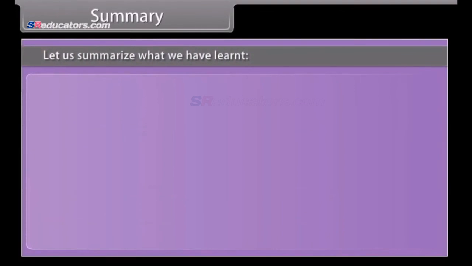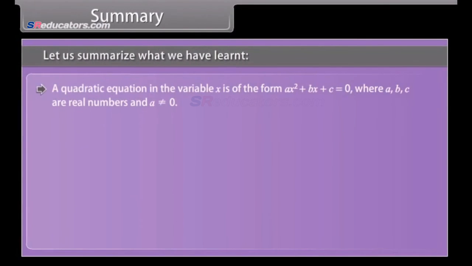Summary. Let us summarize what we have learned. A quadratic equation in the variable x is of the form ax² + bx + c = 0, where a, b, c are real numbers and a is not equal to 0.